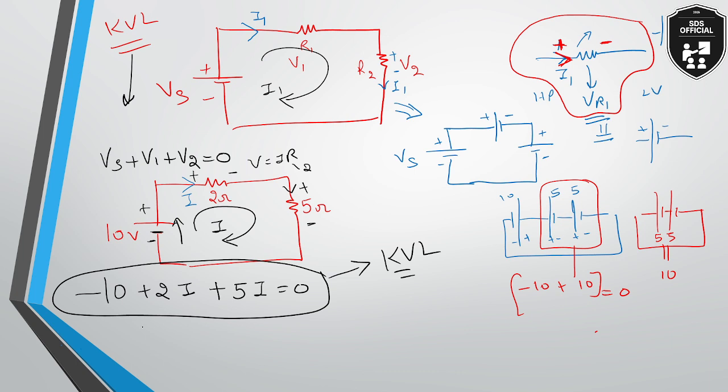5 plus 2 is 7. So 7I is equal to 10. I is equal to 10 by 7 amperes. So current in that particular circuit is 10 by 7 amperes. Now you can calculate the voltage drop for this resistor as well as for this resistor. You can take a screenshot of this and ask for any doubts. You have 2 minutes for this.